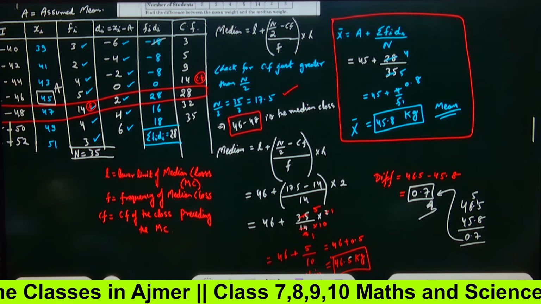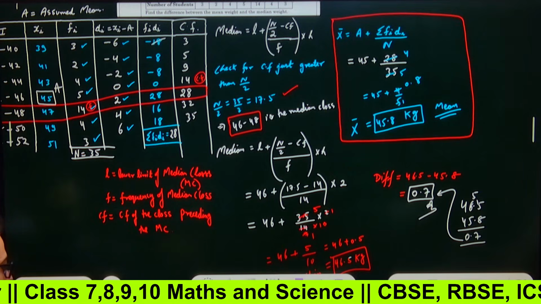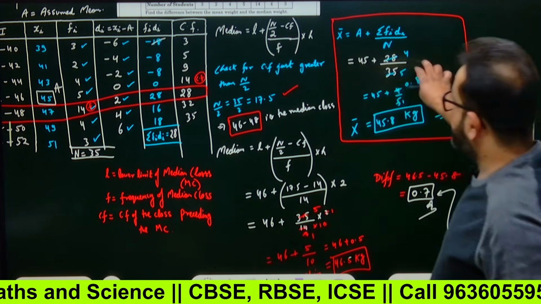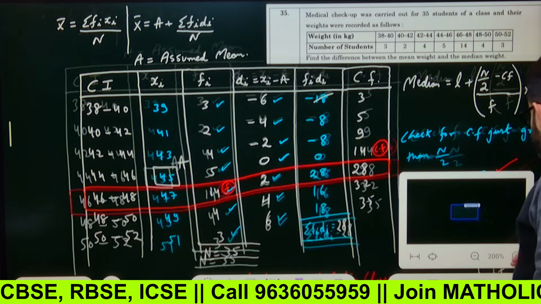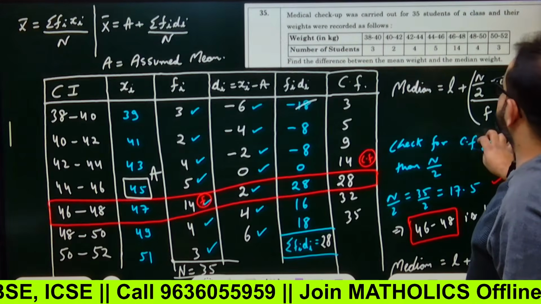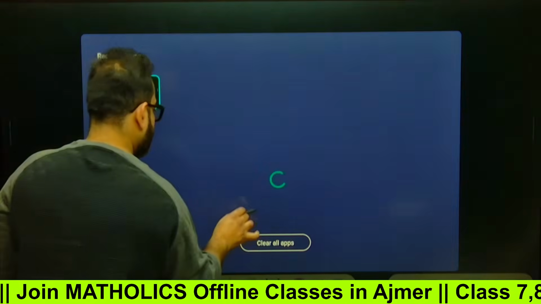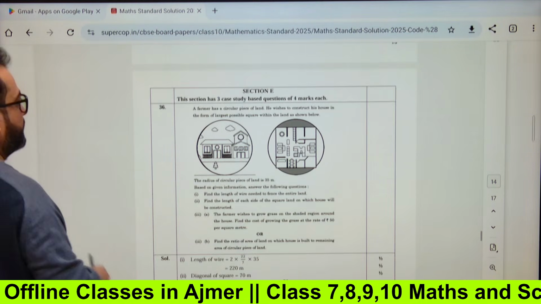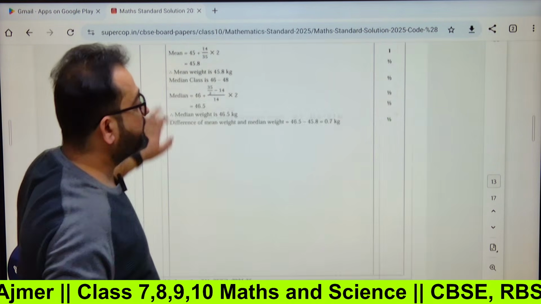If done, then tell me. Everyone done? Okay, so let's move forward. See what kind of questions you actually get in section D. So these are section D questions. Not a joke to solve all this. I guess section D is done for now, in a very cool manner. So 0.7 kg is the right difference.